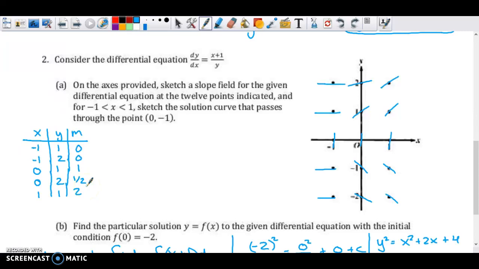So I tried to show that here. Sometimes it's kind of hard to show, you know, a slope of 1 versus a slope of 2. Just do the best you can. It should look something kind of like this. And mine's not perfect, but you get the idea. Okay, so this is where those values are coming from.